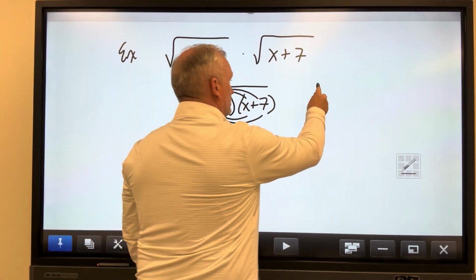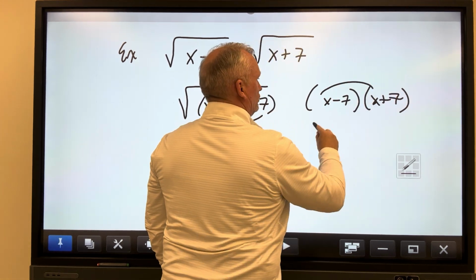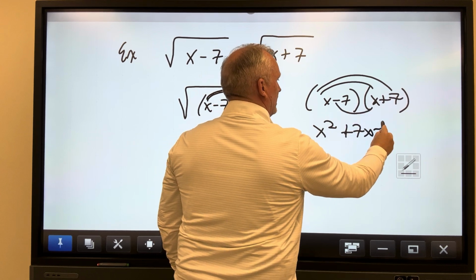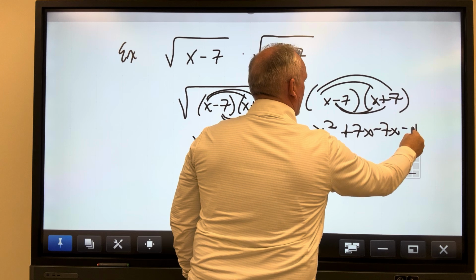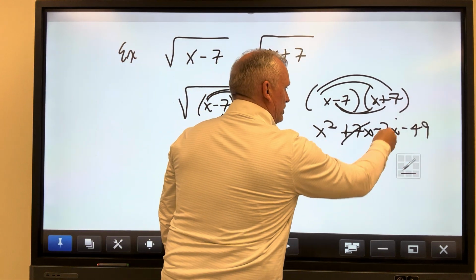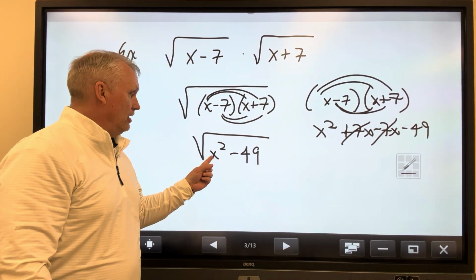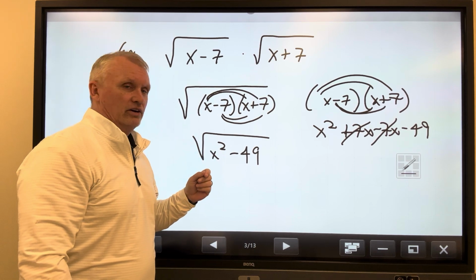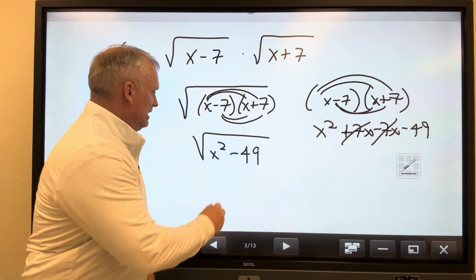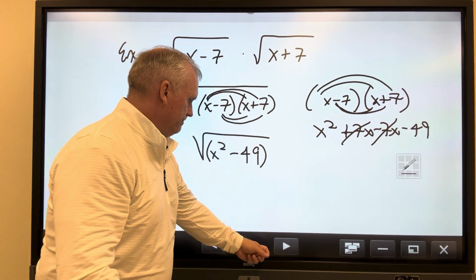Again, if you look at the FOIL, x squared plus 7x minus 7x minus 49. And if you take a look at that, obviously these two middle terms, they cancel each other out. Can I split these up? No, I can't say, well, what's the square root of x squared? No, if you have a plus or a minus in here, you can't split them up. They're a group. Sometimes I like to put a parentheses around them just to say, don't split those things up.